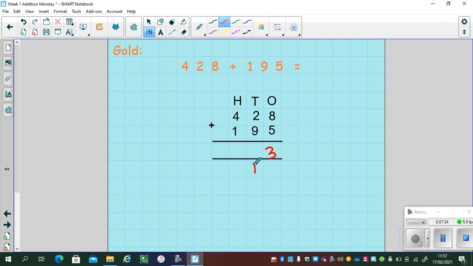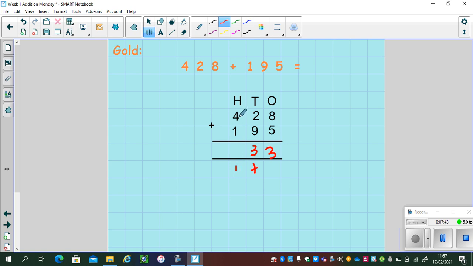Now we can add the tens. We've got 9. Add 2 is 11. Don't forget to add the 1, which makes 13. Now this time I'm exchanging 10 tens for 100. So this 1 is going in the hundreds column.